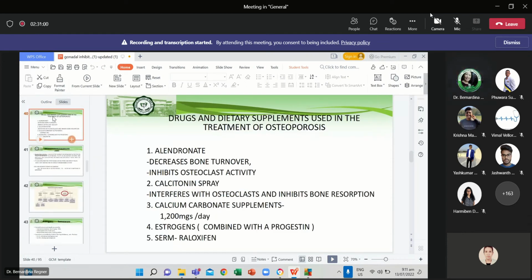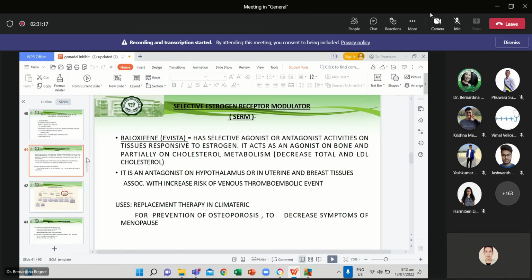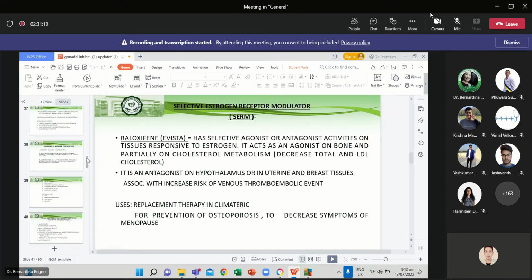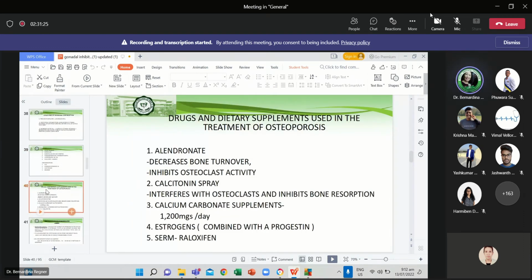Okay, so these are the drugs and dietary supplements that are used in the treatment of osteoporosis. So what are your drugs and dietary supplements that are used in the treatment of osteoporosis? Number 1, alendronate. This will decrease bone turnover, inhibits osteoclastic activity.